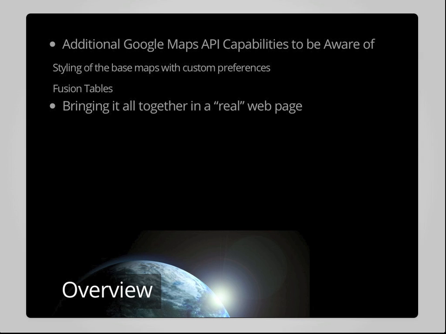This week we will be discussing some additional Google Maps API capabilities that can enhance the quality and flexibility for bringing content into your maps, and also go through an additional demonstration in what might be considered more of a real-world type web page, more so than the web pages that we had in our demonstrations last week.